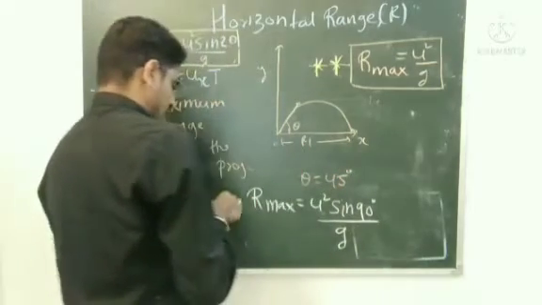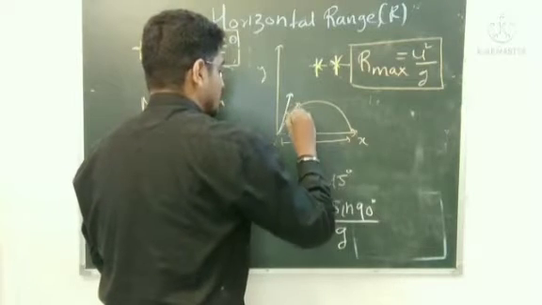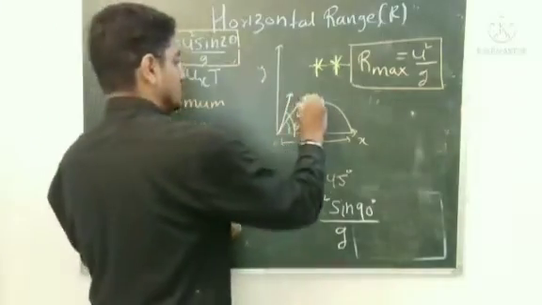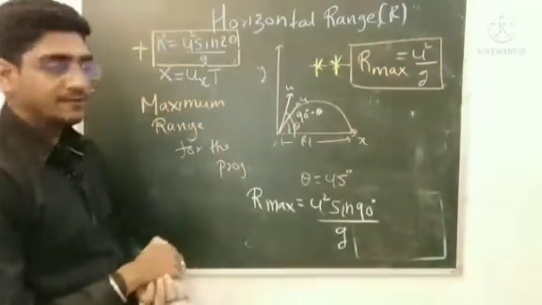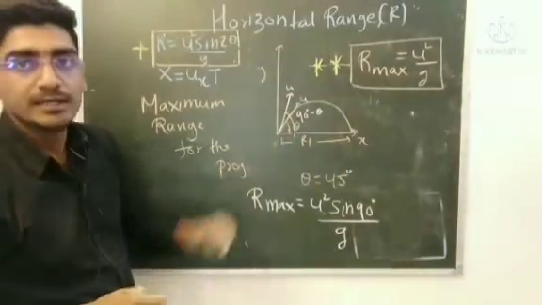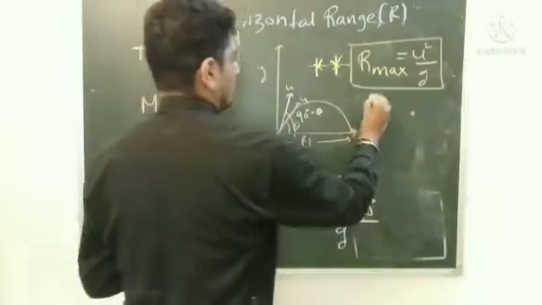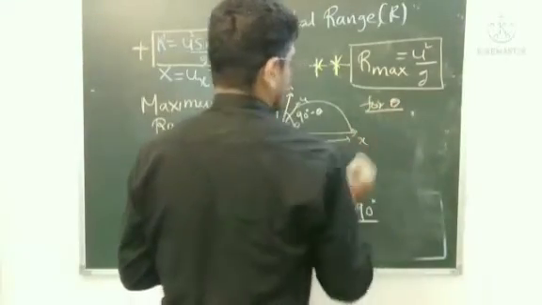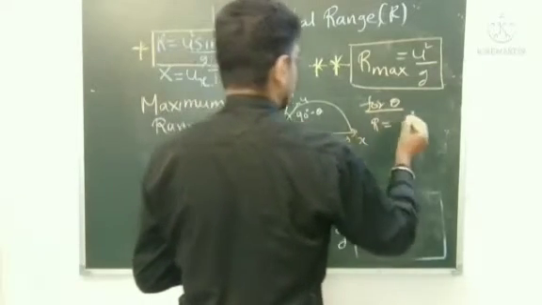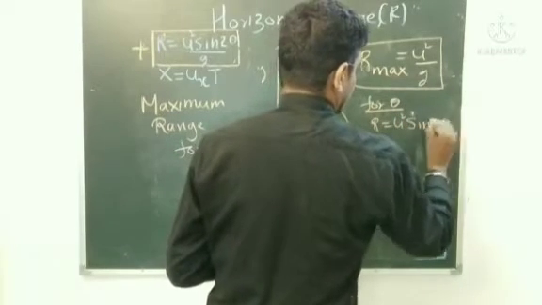Now look, if we throw a particle with another angle, for example 90 minus theta, with the same speed, but the angle is different. First we throw the particle with angle theta, then we throw the particle with angle 90 minus theta. If we write down the value of range for theta, the range is u square sin 2 theta by g.